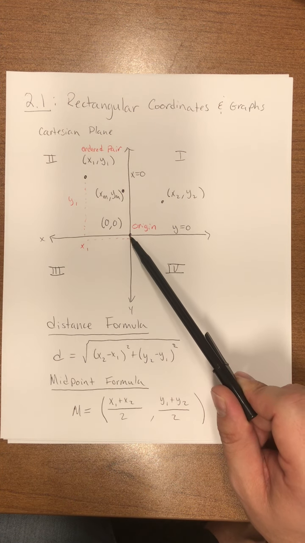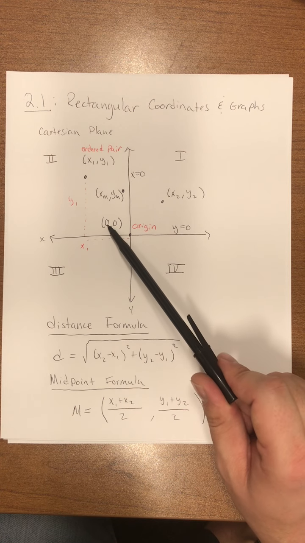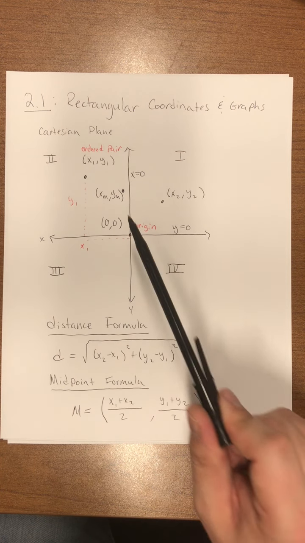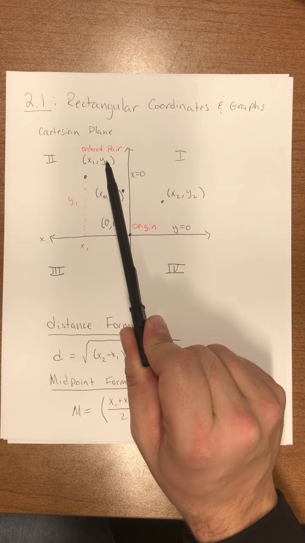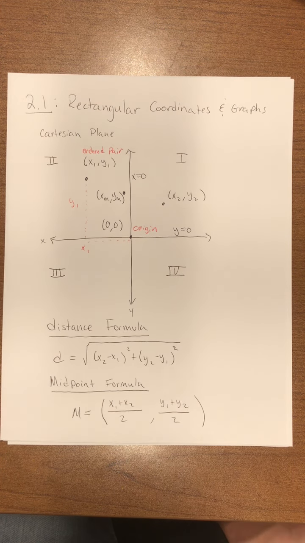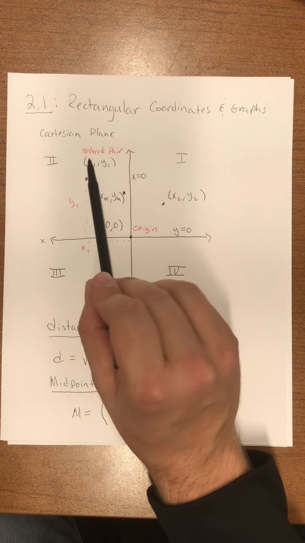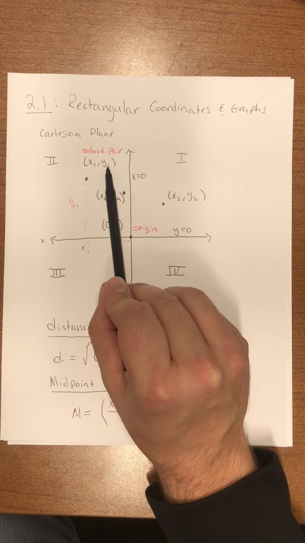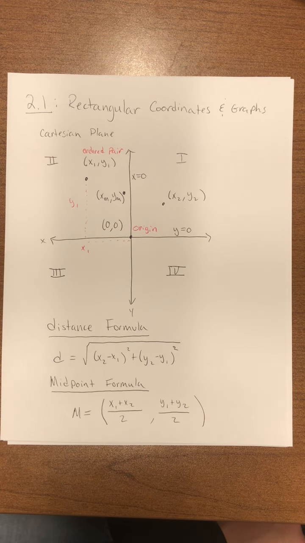Where the axes cross, that's called the origin. That occurs if the ordered pair is 0, 0. An ordered pair is a horizontal component and a y component. So the x is the independent variable and y depends on x, making it the dependent variable. An ordered pair is written parentheses, x value, comma, y value, parentheses.